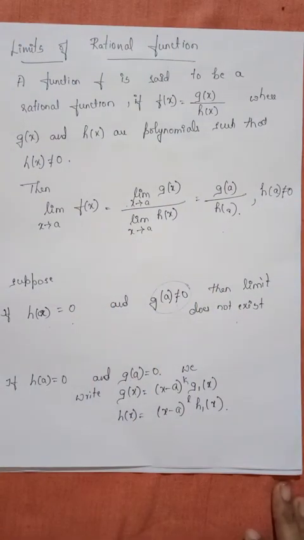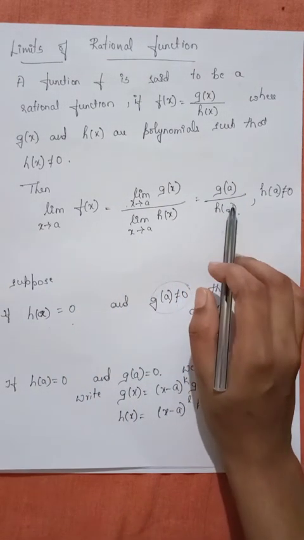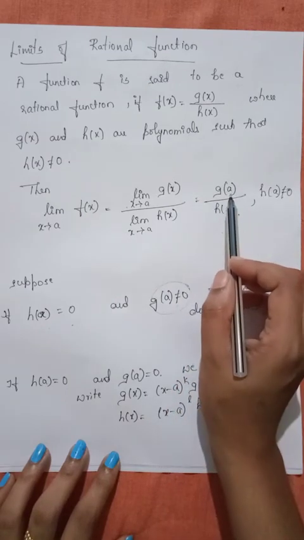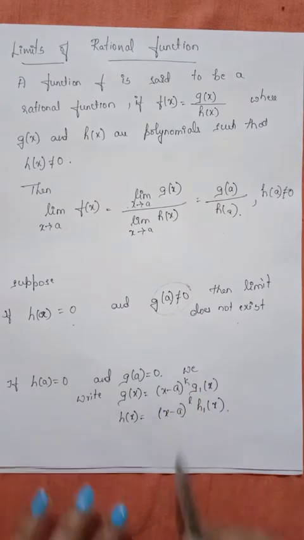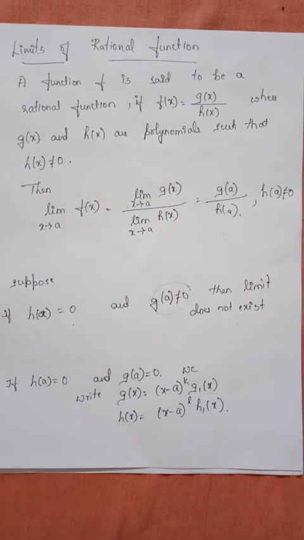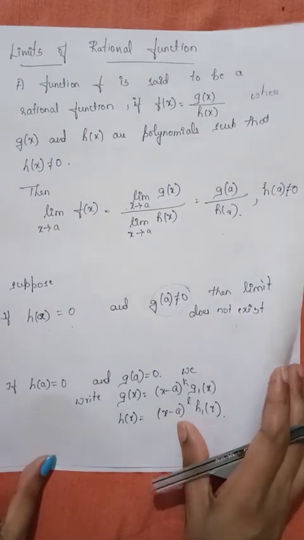The limit of a rational function: what you have to do? First you just have to substitute x by a. Suppose your denominator is 0, then you see what happens with the numerator when you substitute x by a. If the numerator is non-zero, then directly you can conclude the limit does not exist. If both are 0, just factorize g of x and h of x, and thereafter simplify. I hope it is clear. We'll take problems to understand it in detail.